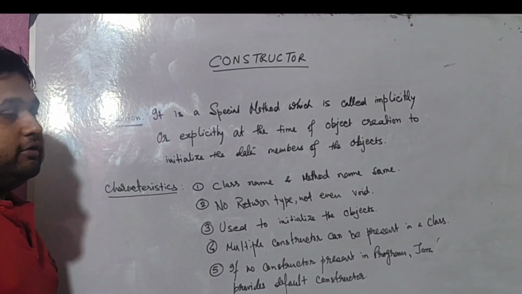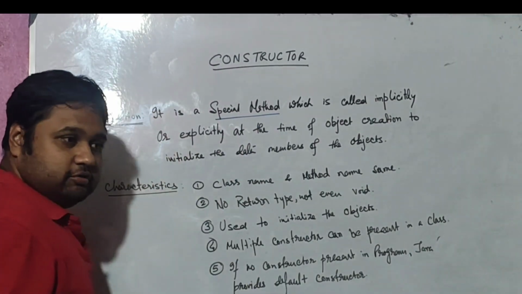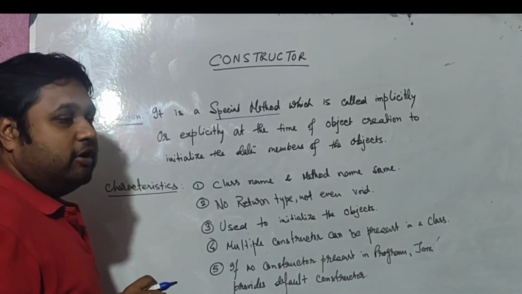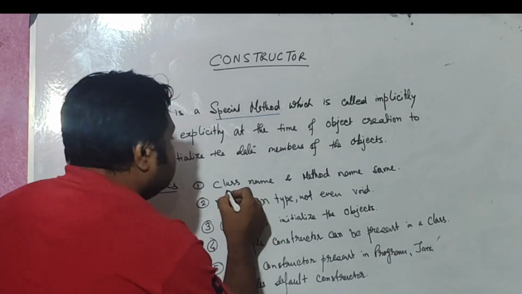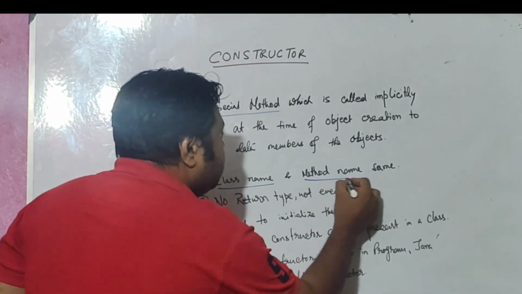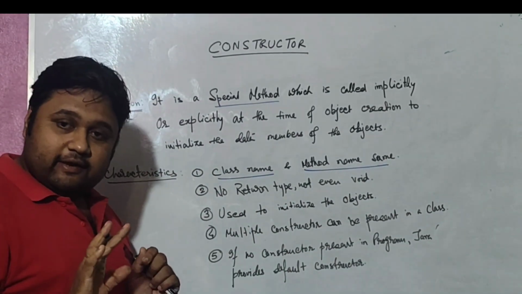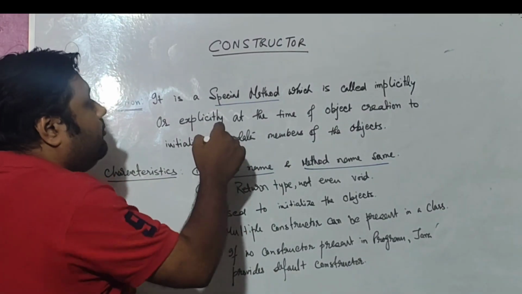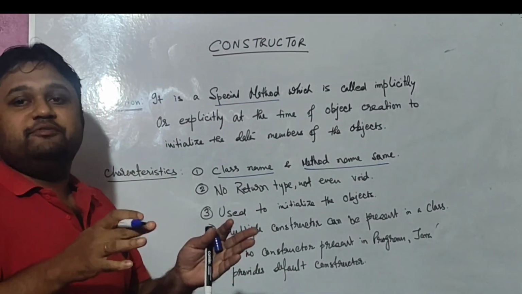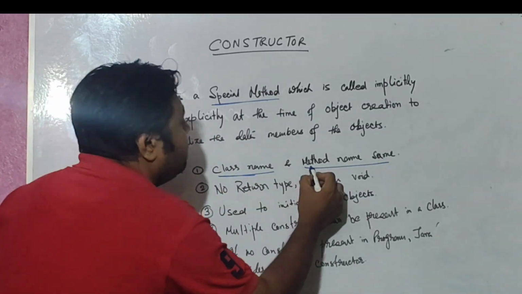What is constructor? Constructor is a special method. Why are we calling it a special method? Because it has the same name as the class. Class name and method name are the same. That is why it is a special method. Clear? Normally the method name and class name are different. Here, for the special method, class name and method name are the same.